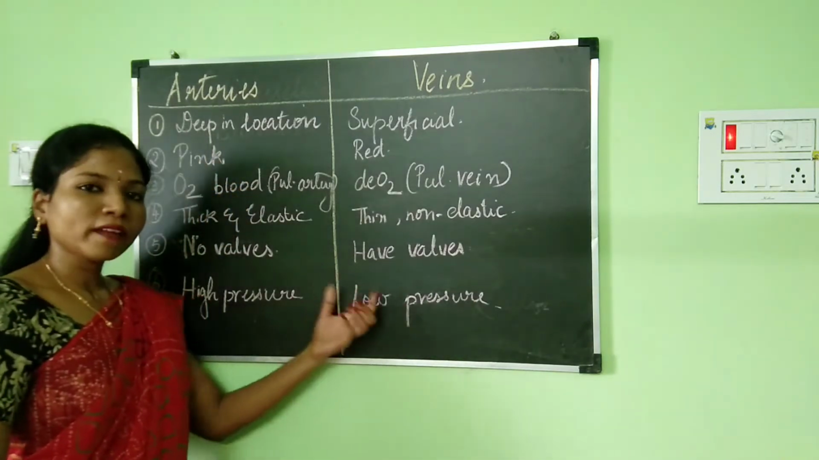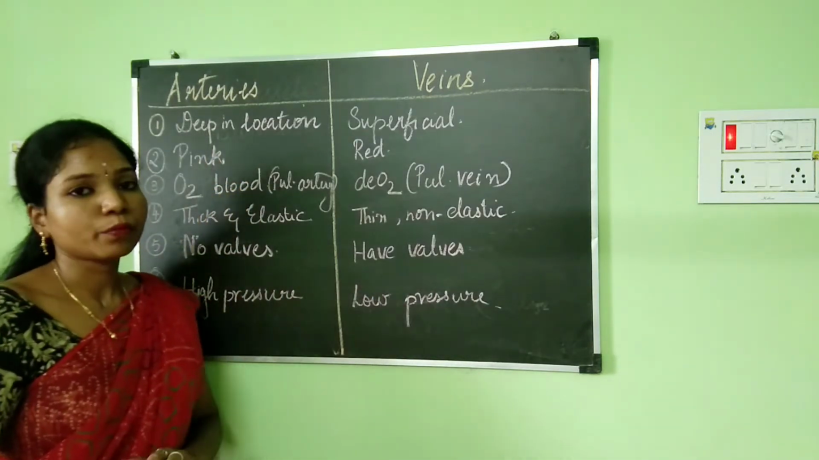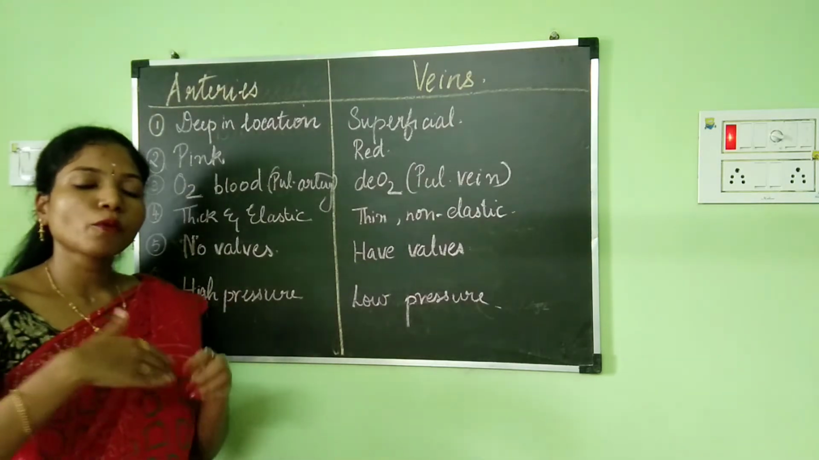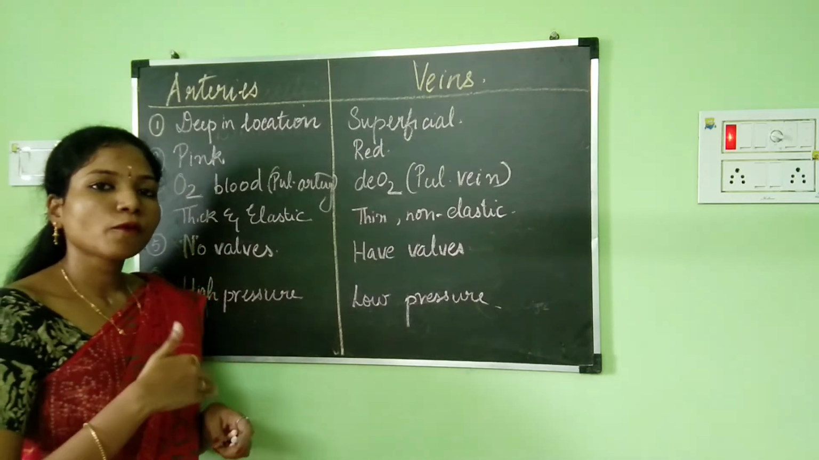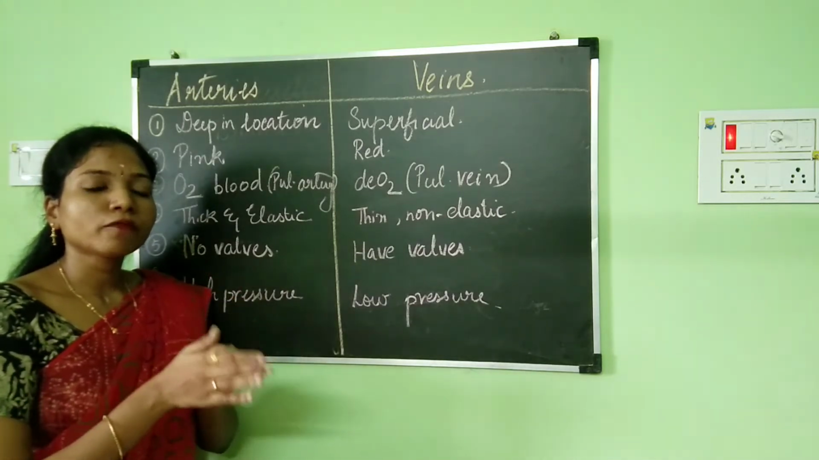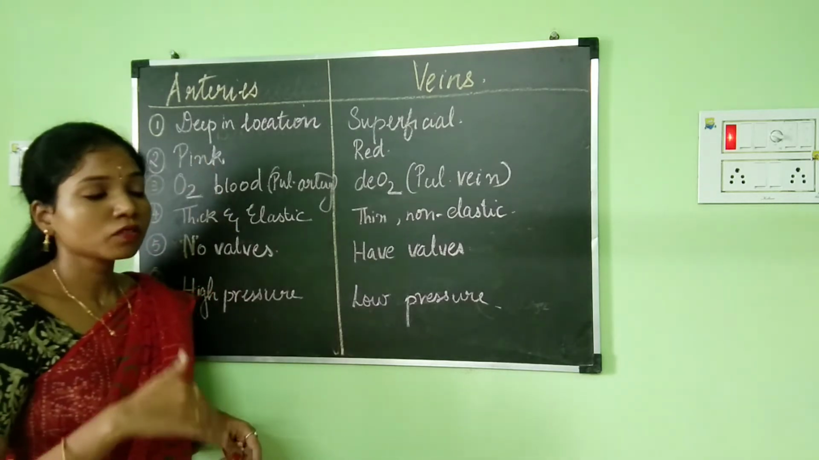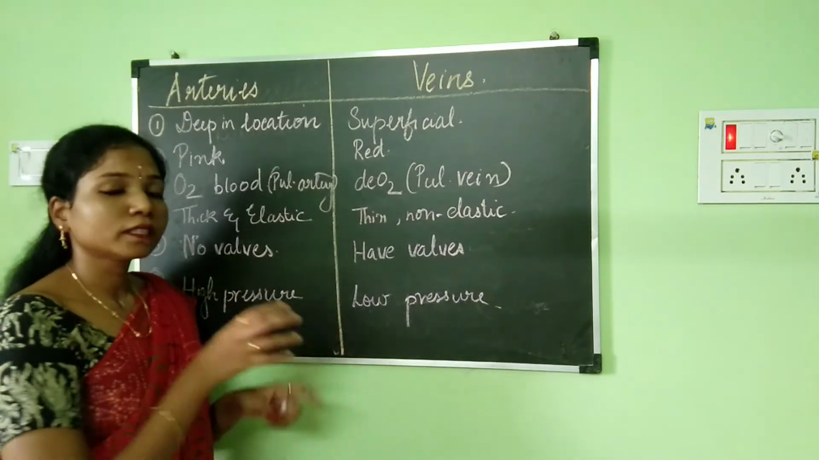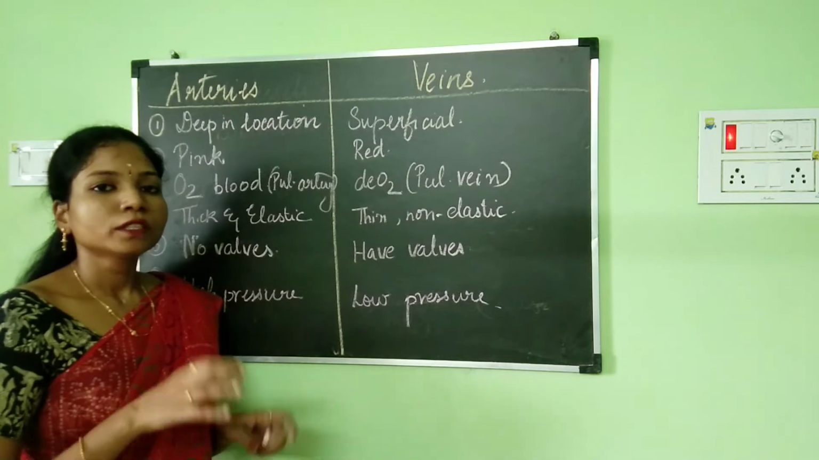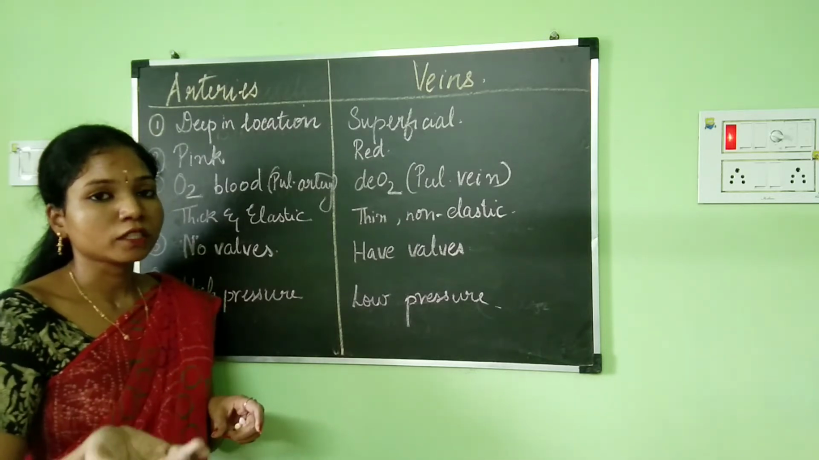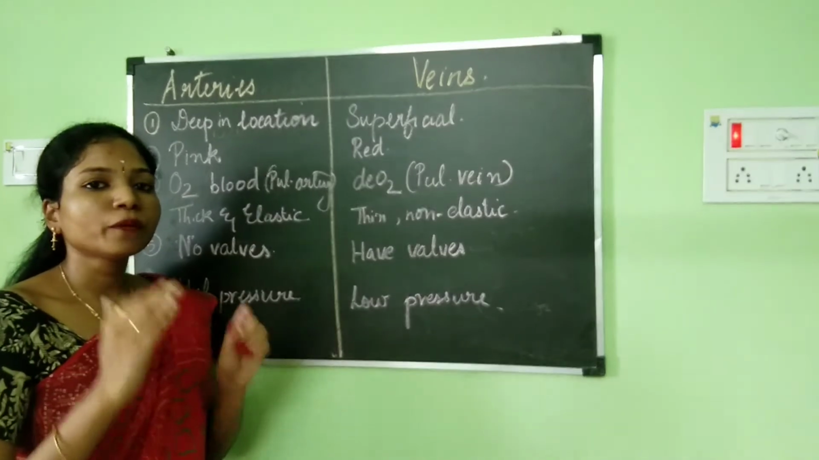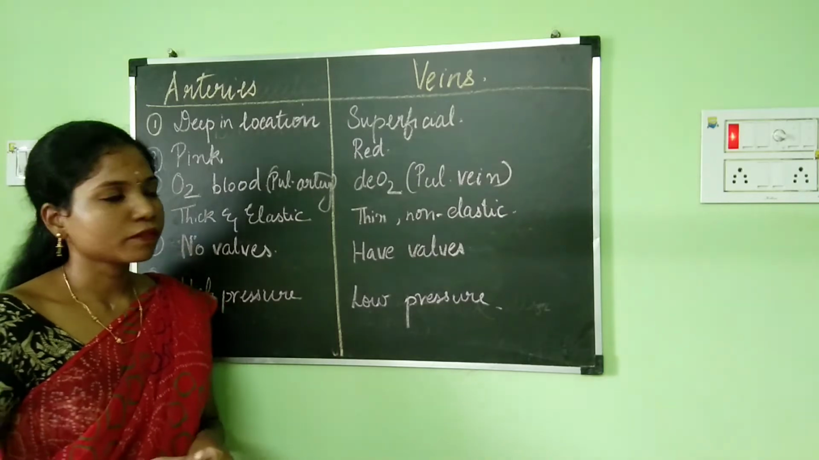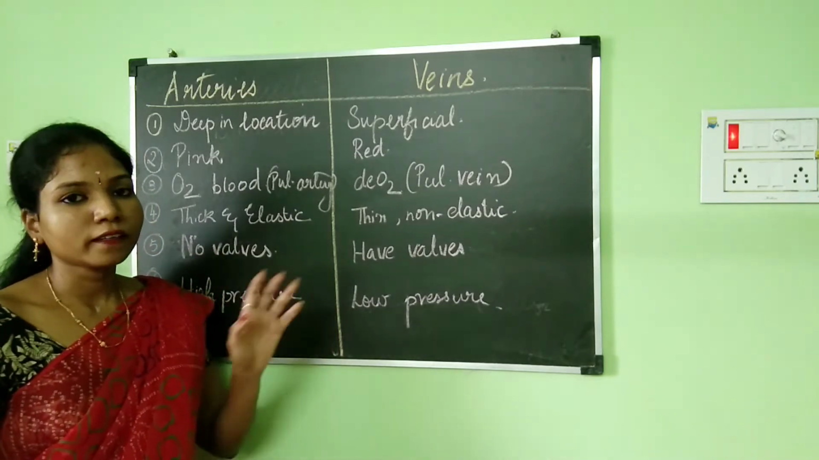So now I will tell you why valves are absent in arteries and why valves are present in the veins. The reason behind this is that the blood flowing in the arteries is flowing with great pressure. So when the blood is flowing with great pressure, there is no possibility for the blood to flow back. So that is the reason why valves are not present in the arteries. But inside the veins, the blood is flowing at a low pressure. So in that case, what might happen? There are a lot of chances for the blood to flow back. So to prevent the backflow of blood, veins have valves and arteries do not have valves. So this is about the difference between the arteries and veins.